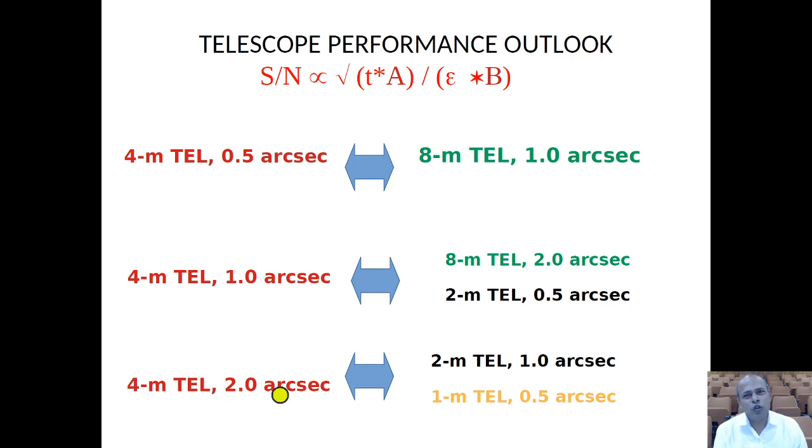A 4-meter optical telescope giving you a PSF of 2 arc second is as good as a 2-meter optical telescope with 1 arc second PSF images, and a 1-meter telescope with half arc second. So it depends on us how we want to use our telescope. So it is very important to keep our telescope aligned using online tools, using active optics technology, so that we can use the telescope to the best of its capacity.